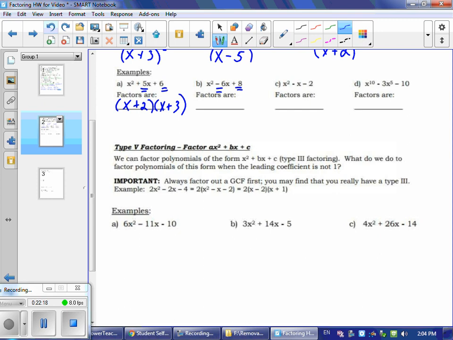And the reason we have to consider that is because if I take 1 and 8, it's going to give me 9. If I take 2 and 4, it's going to give me 6, but none of those gave me negative numbers. But remember, what numbers can multiply to give you positives? Well, either 2 positives or 2 negatives. So in this case, I can multiply -4 and -2 and still get +8. And when I add -4 and -2, it's going to give me -6. So my factors are x minus 2, x minus 4.